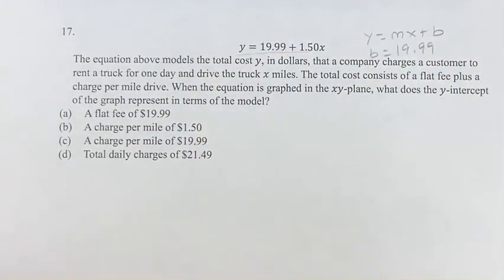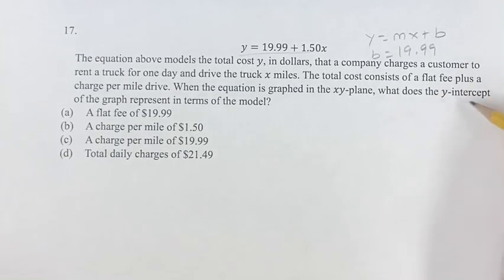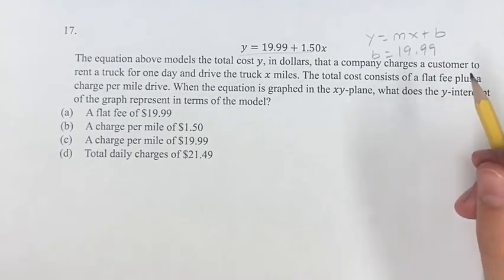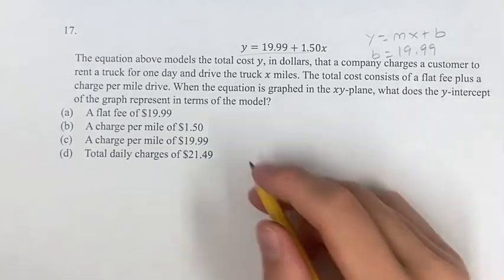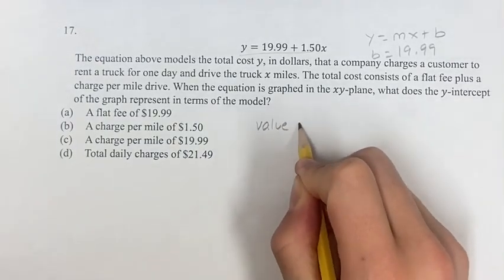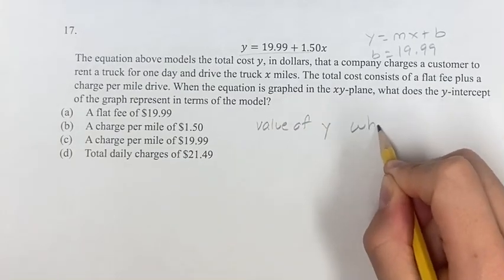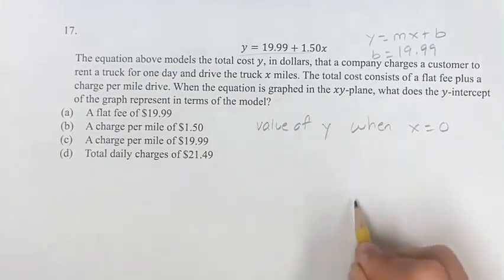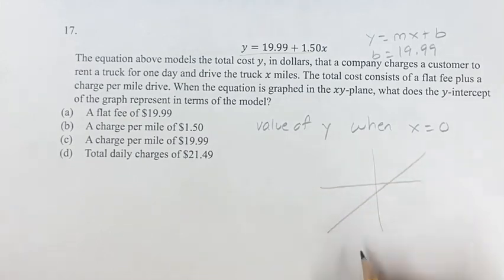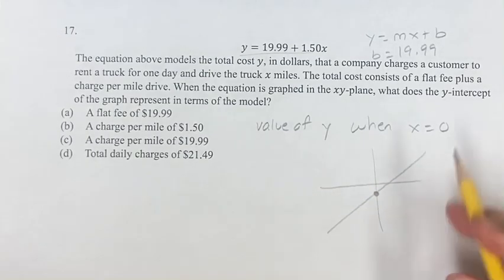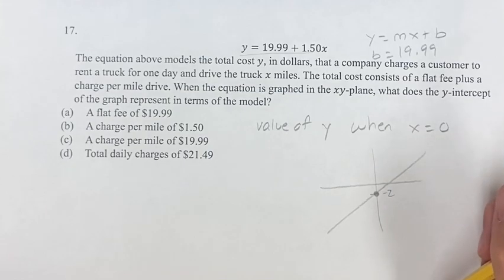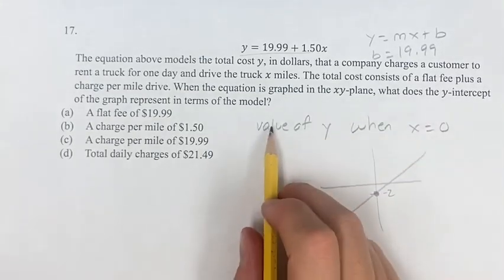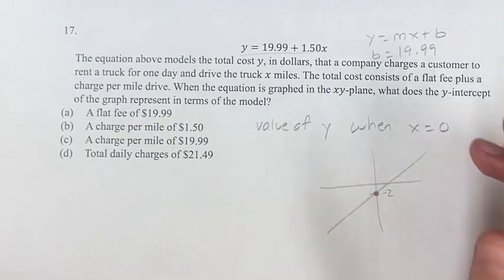So ignoring the equation for a second, what does the y-intercept of any graph mean? Well, it's the value of y when x is equal to 0, right? Let's say this was our line. The y-intercept would be right here, and it would be the value of y, let's say -2, when x is equal to 0. So what does the value of y when x is equal to 0 mean for this problem?